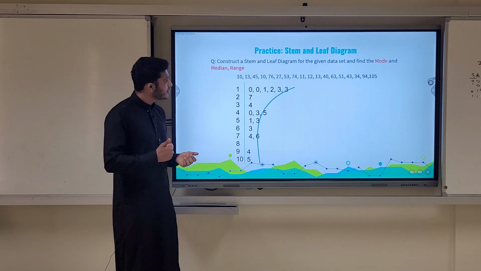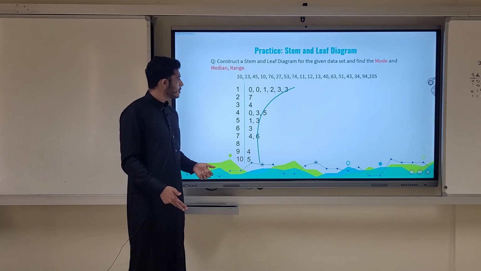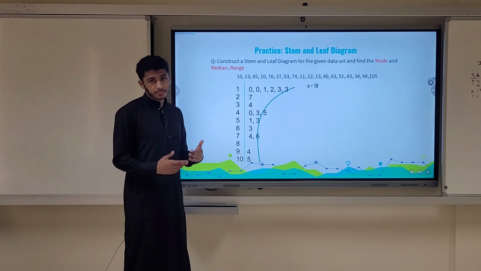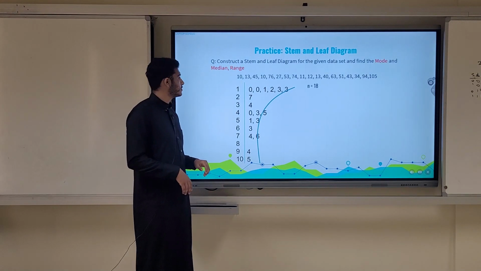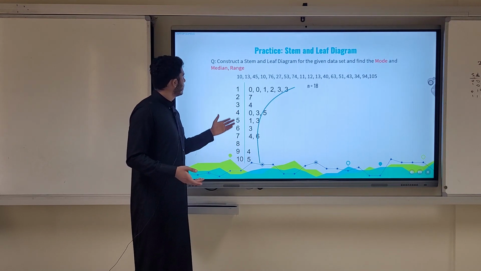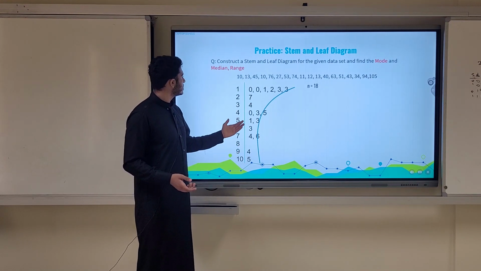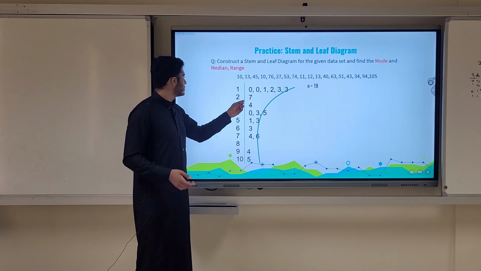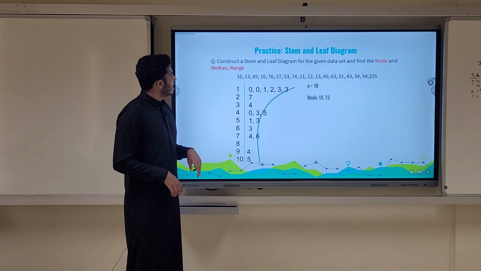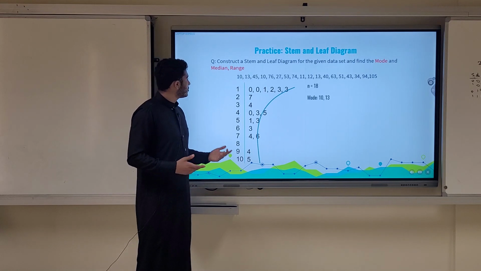How can we find the mode, median, and range? Well, let's put this number here to begin with, the sample size, because we might need it, and we're gonna need it indeed. Well, the mode is the most repeated value. As we can see here, we can easily see that the most repeated value here is 10 and 13.